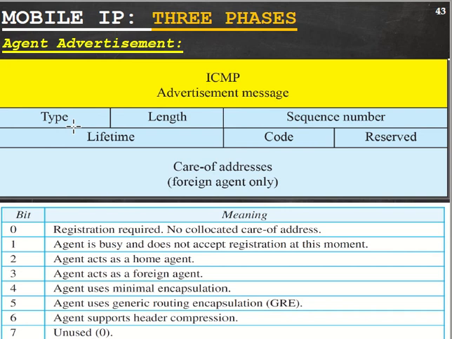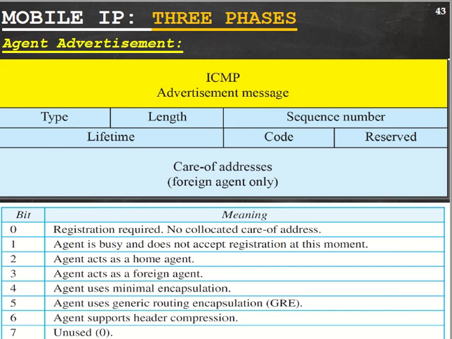If the bit is equal to 4, the agent uses minimal encapsulation. If the bit is equal to 5, the agent uses generic routing encapsulation, that is GRE. If the bit is equal to 6, the agent supports header compression. And if it is 7, it is unused.